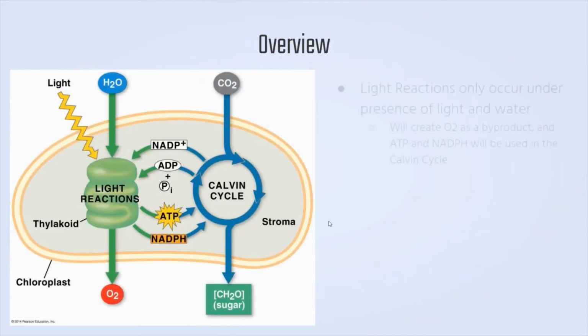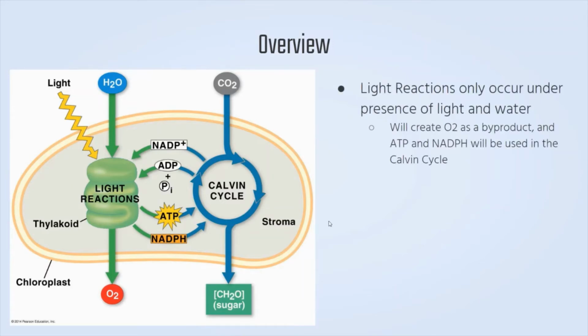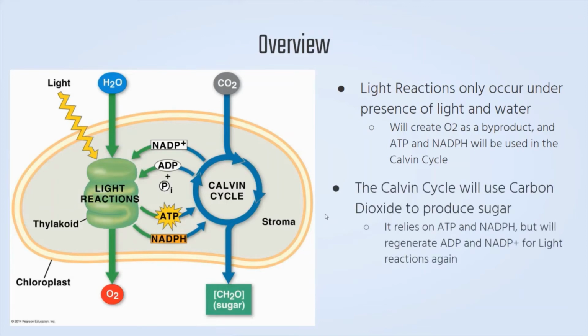As a general overview of photosynthesis, the light reactions only occur in the presence of light and water, and they create O2 as a byproduct, and ATP and NADPH will be used in the Calvin cycle. The Calvin cycle uses carbon dioxide to produce sugar, and it relies on ATP and NADPH from the light reactions, but it will regenerate ADP and NADP+ for the light reactions.